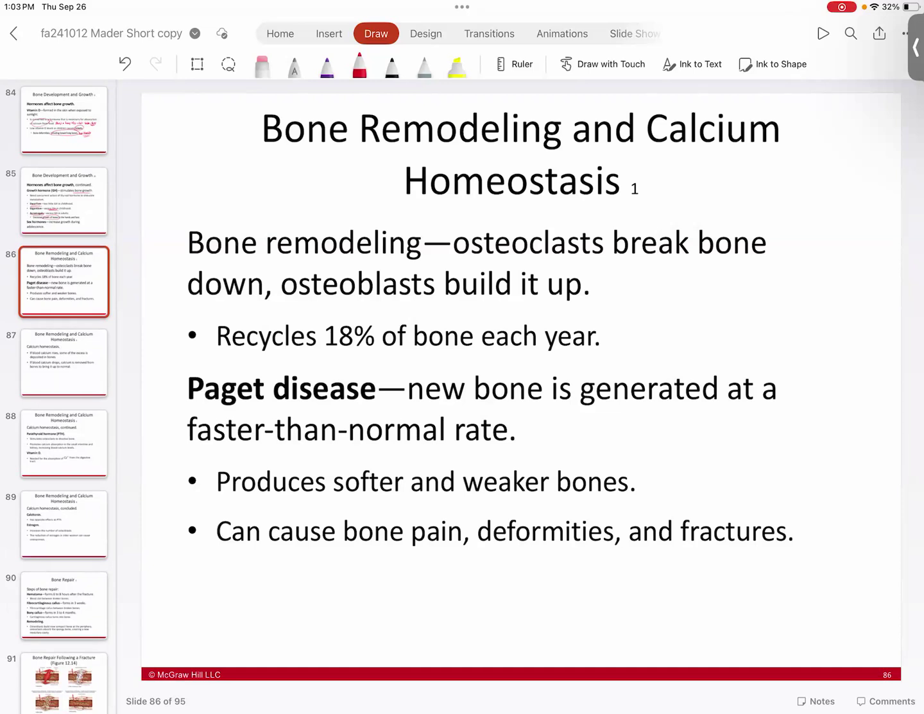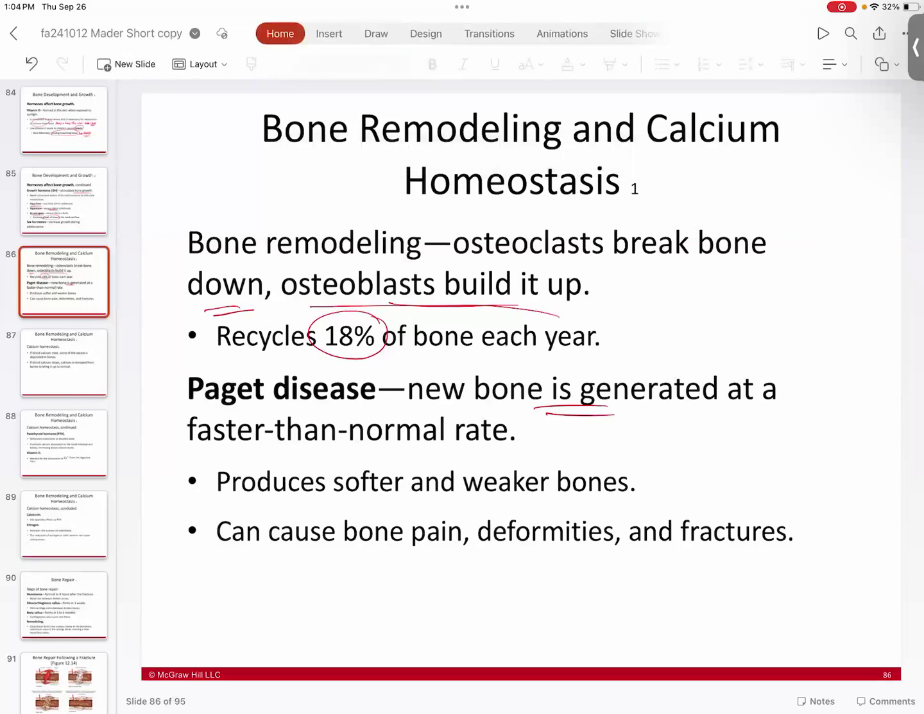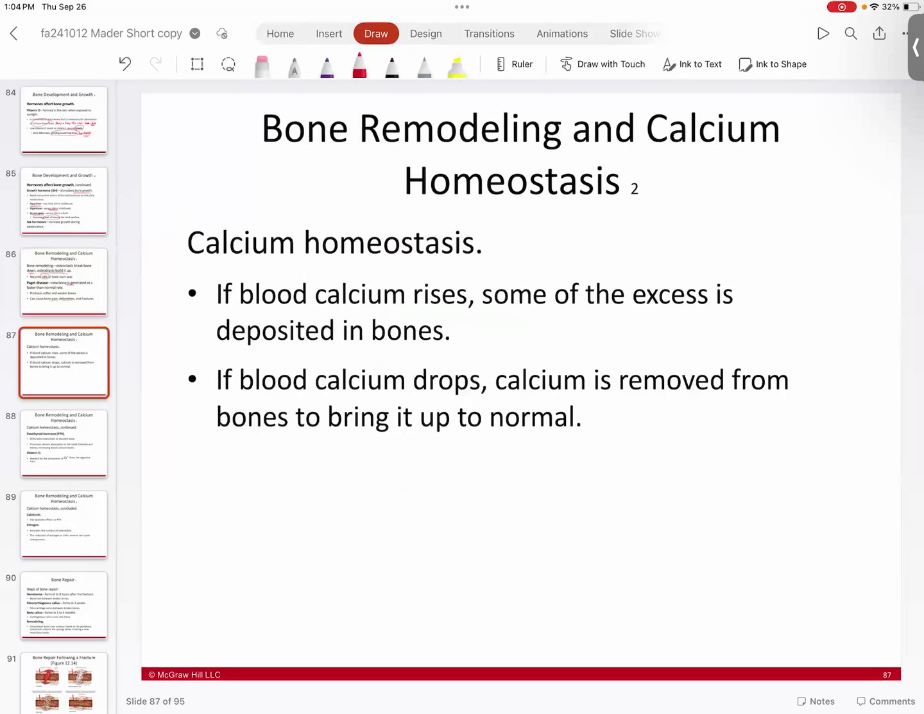What they'll do is break down bony matrix, and then osteoblasts will build it up. And by this process, you can recycle about 18% of your bone each year. Now if you have an abnormality in this, for instance, if you generate too much bone, faster than normal, so you're building more than tearing down, you get what's called Paget's disease. And so this will create softer, weaker bones. It can cause a lot of pain, deformities, and fractures in your bone.